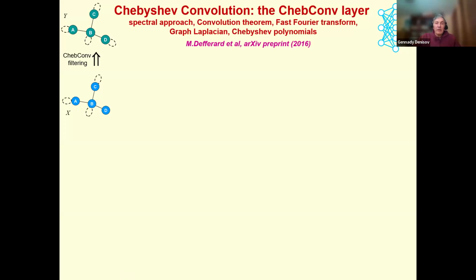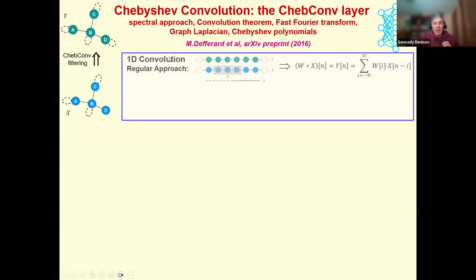Chebyshev convolution takes a different approach. It's not a local approach to computing the convolution. It is termed a spectral approach. Spectral means that somehow the Fourier transform will be used in this computation. To illustrate the idea of how this is done, I will first explain it on the example of one-dimensional convolution of sequences, in the case of sequence data.